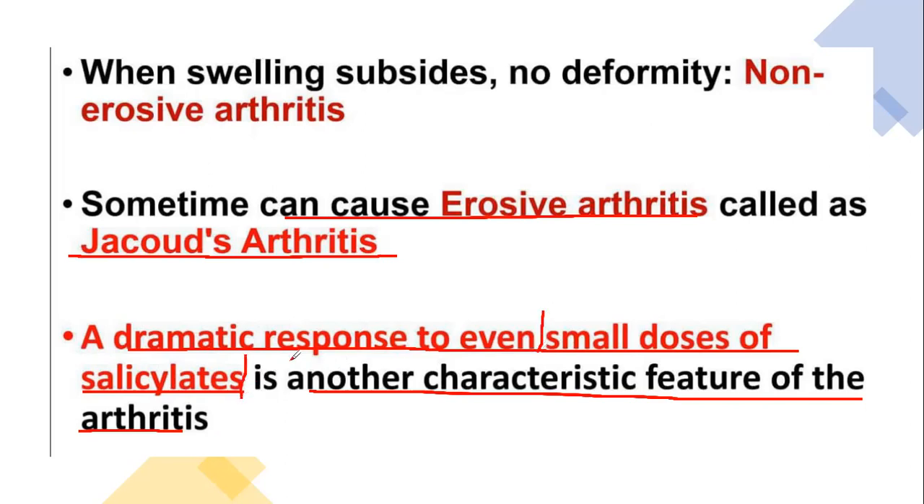So children who have this can be given very small doses of aspirin. Now, let me repeat that. Why is it advisable to give children very small doses of aspirin? Because aspirin in children can cause Reye's syndrome. And so you have to give very small doses, and at the same time, you have to monitor, okay? You don't want the child to develop Reye's syndrome when you are trying to treat this.